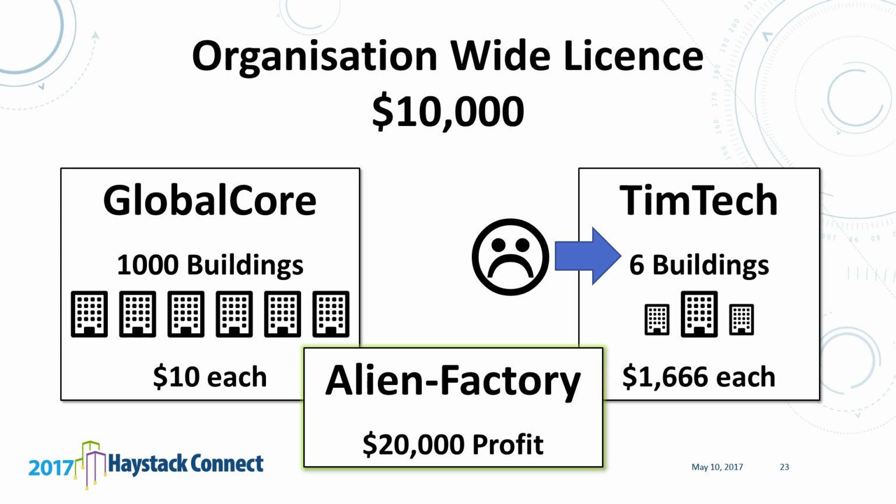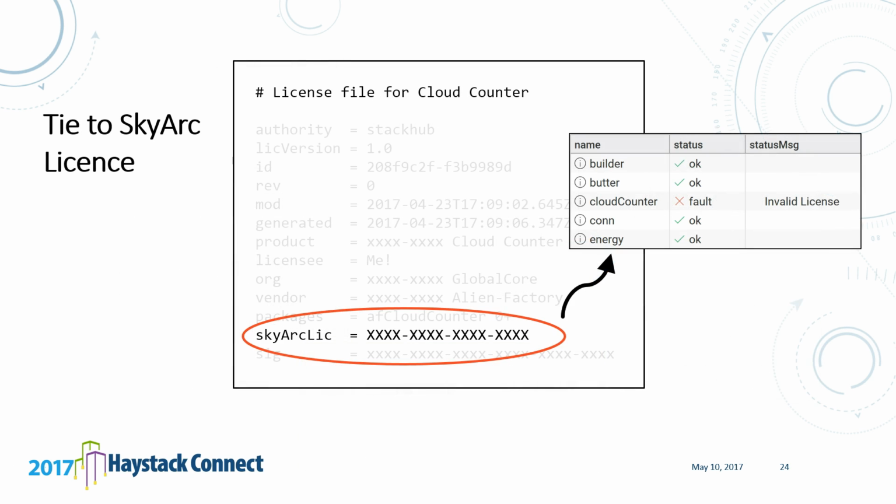And it works out good for Global Core too. Because they've got about 1,000 buildings, that works out to about $10 each. But this cripples poor Tim of TimTech, because Tim's only got 6 buildings, and now each building costs him over $1,500 each. So what else can Stackhub do? In a similar vein to entering a SkySpark Organization ID, I can also optionally force customers to enter their SkySpark License ID.